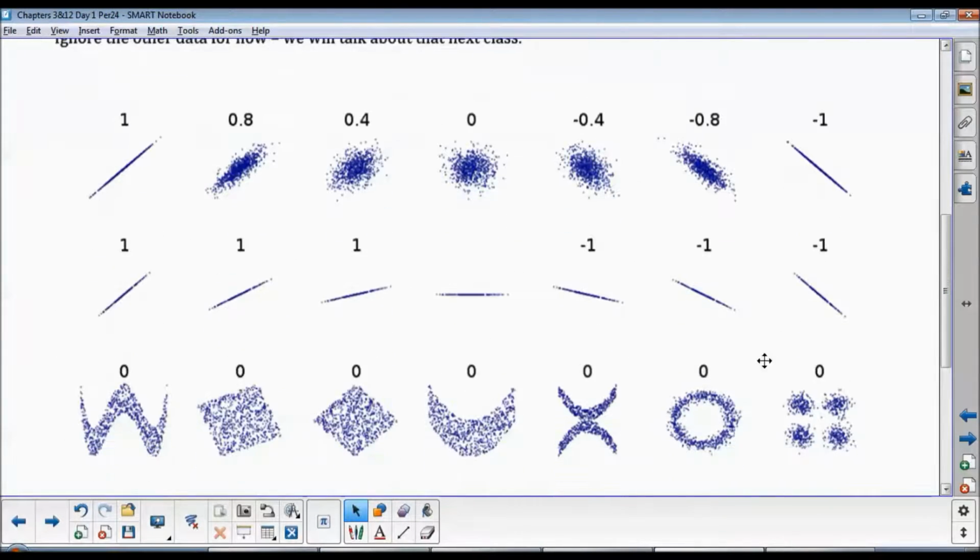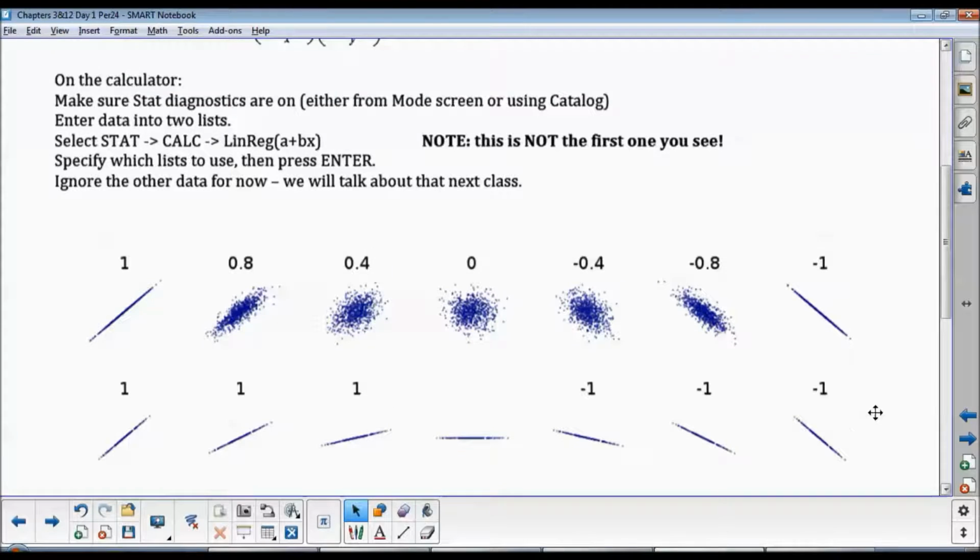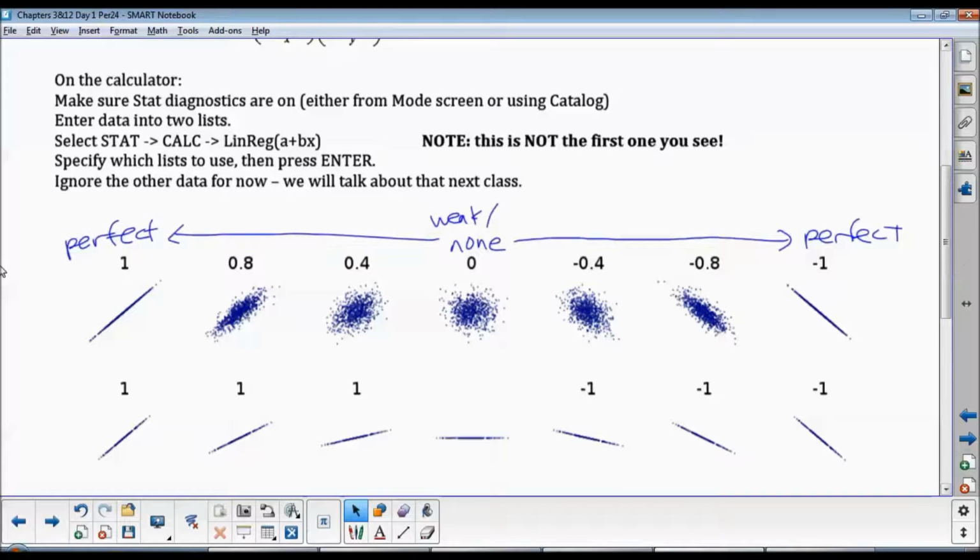This is a picture I stole from Wikipedia, and I think it's a really good one to summarize some of the points here. So if you look at this top row here, if you are close to 0, you have a weak or no relationship, but the closer you get to either positive or negative 1, you get closer and closer to a perfect linear relationship.